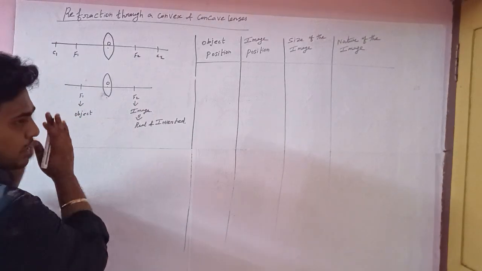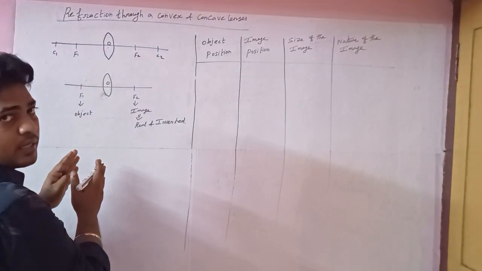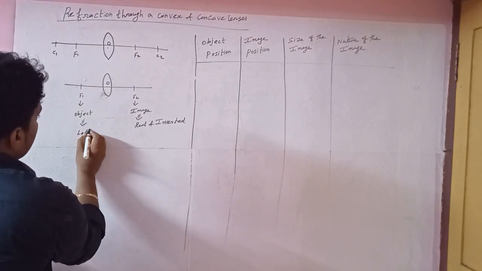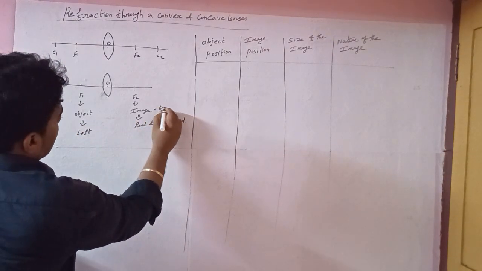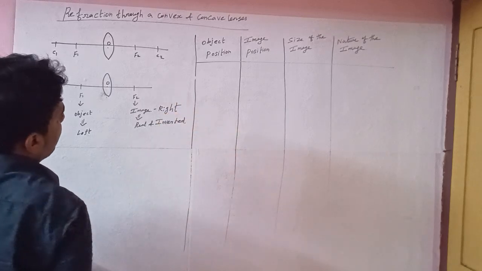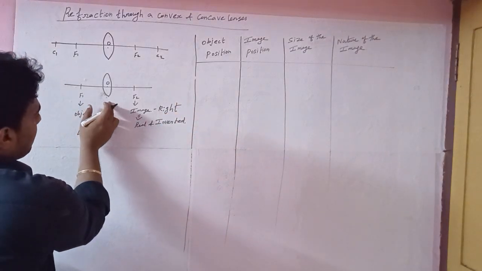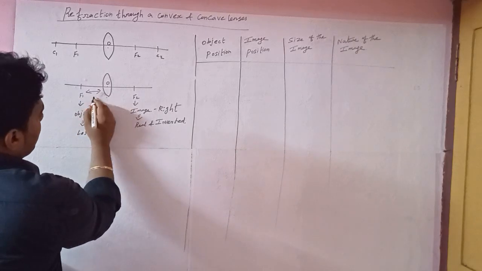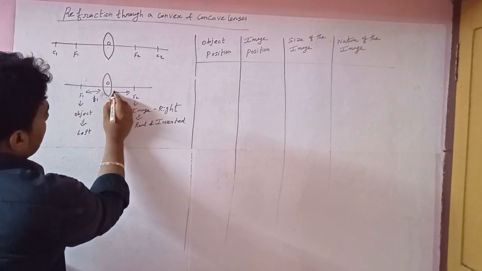The object is always placed on the left side. These are the sign convention rules. So the object is always placed on the left side, and the image will appear on the right side. You know what the focal length is: the distance between the optic center and F1. This is F2.